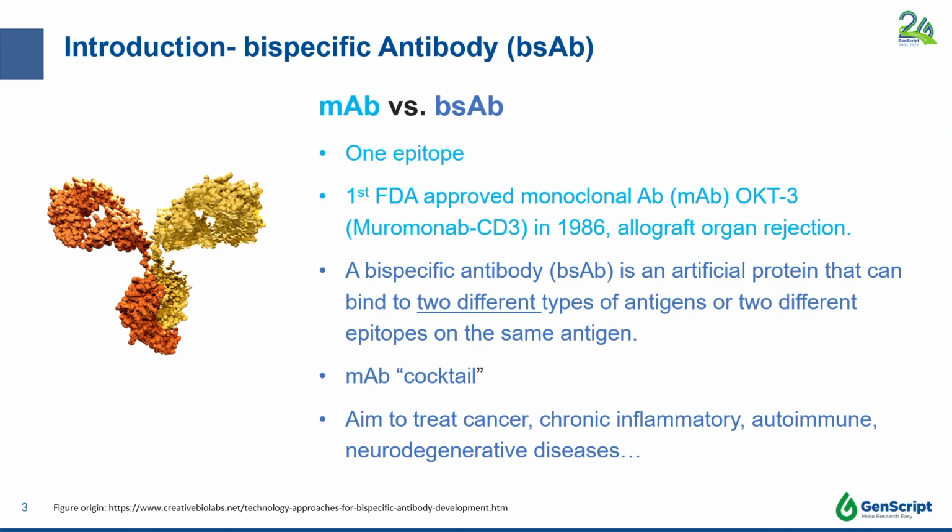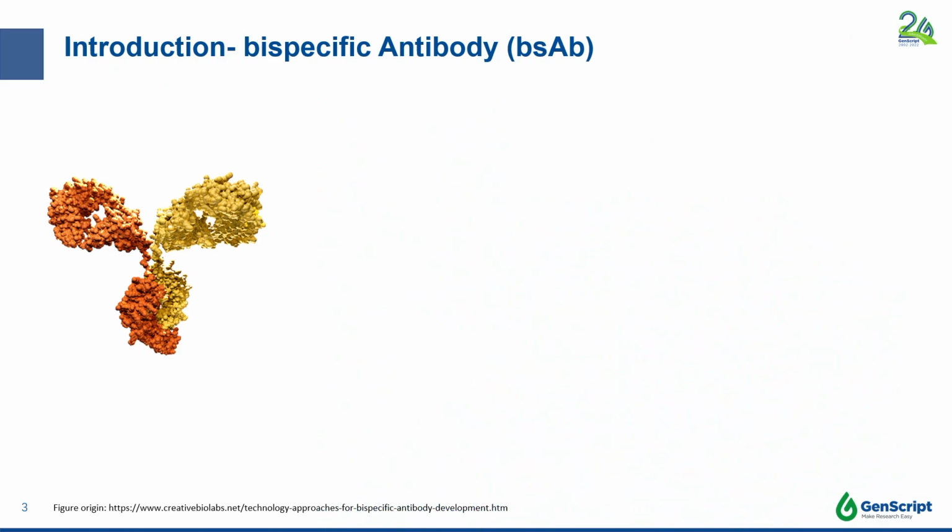The aim for most bispecific antibodies is to treat cancer, as you will see soon. But there have also been some bispecific antibodies implicated in chronic inflammation, autoimmune diseases, and also neurodegenerative diseases.